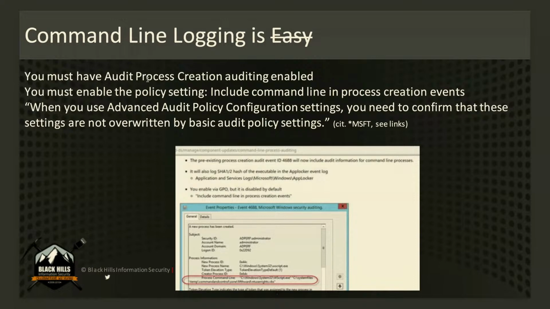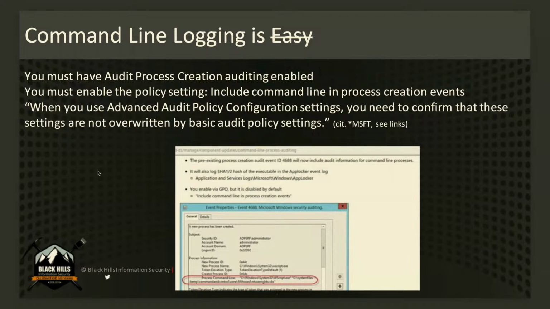Now, over these next few slides, I really want you to understand that we're not giving you all of this so you have the ability to go through this and do this on your own. We're basically showing you all of these different things to highlight the fact that this sucks and it shouldn't be this hard, right? So the first thing that you have to do is you must have audit process creation auditing enabled. You must enable the policy setting to include command line process for creation events.